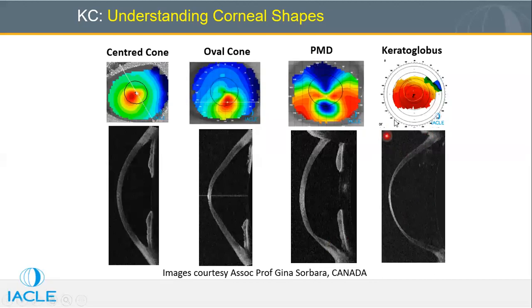And this is the globus. This cone is so advanced that the ectasia is involving almost all the cornea. The ectasia is so advanced that even the topography is not able to capture the whole cornea picture. So that is a keratoglobus. In terms of contact lens fitting, these corneas are not very easy to fit, but easy to fit when we compare with this oval cornea or PMD or keratoglobus cornea to fit with the contact lenses.